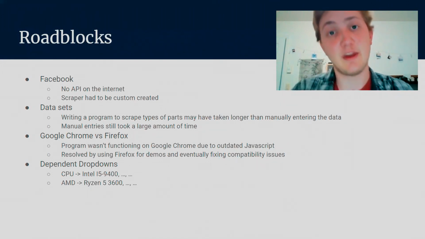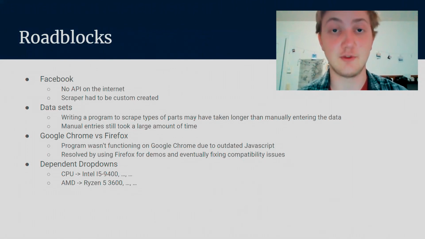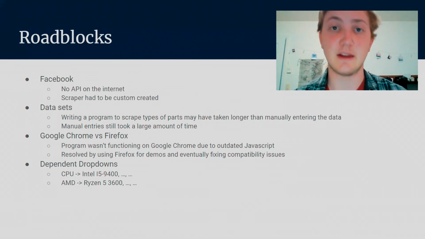And finally, the dependent dropdowns that you saw on the historical database that allow you to choose a CPU, and then the following dropdown changes its selection criteria to fit graphics cards or CPUs. That was pretty difficult to figure out, but we eventually got that to work. It just did take quite a bit more time than the other items.